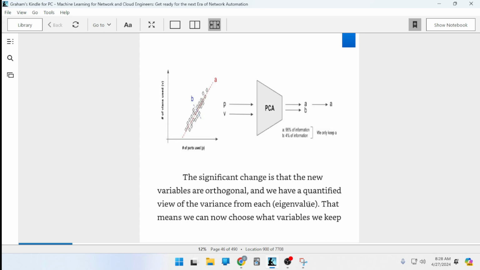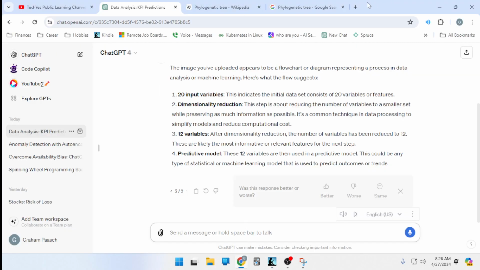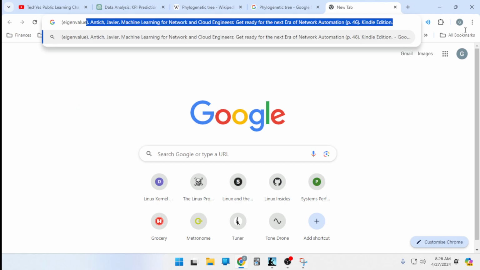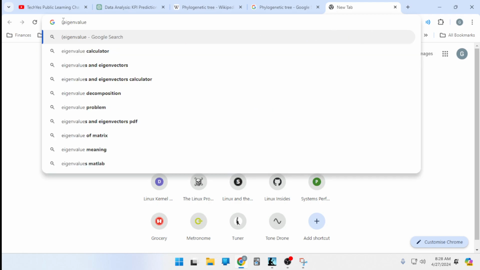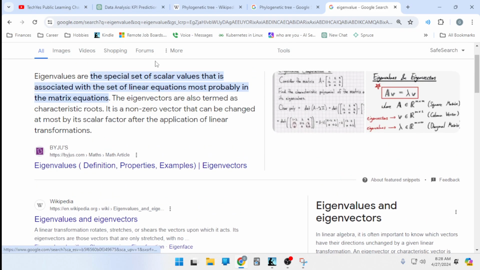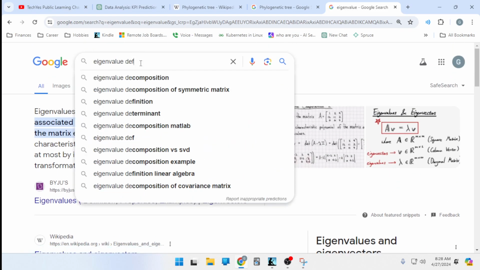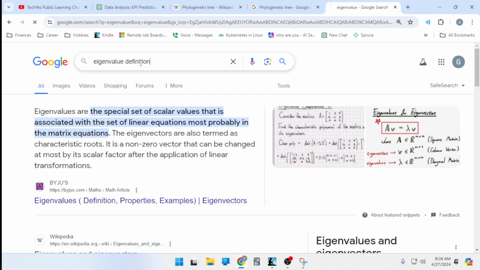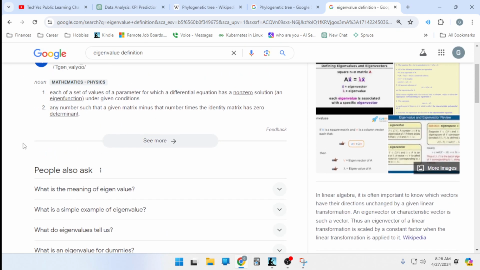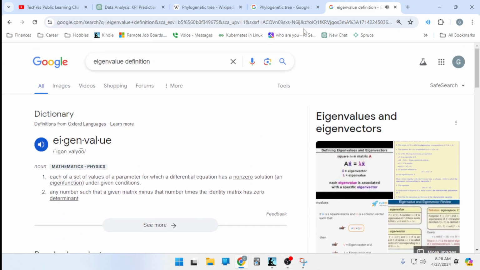That means, and let's get the pronunciation of this. We live in the real world, so the real virtual world. So, eigenvalue. Eigenvalue. Yeah.